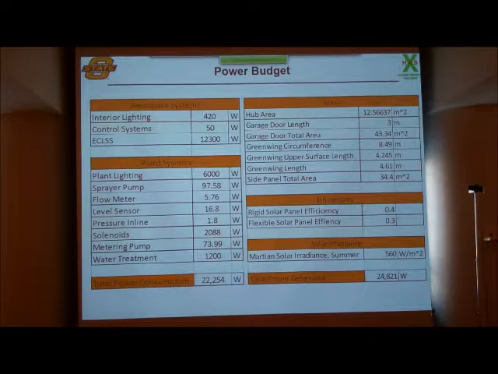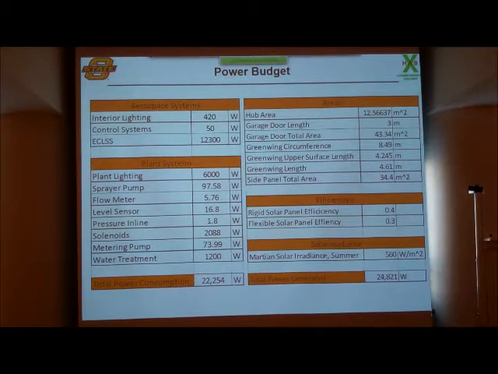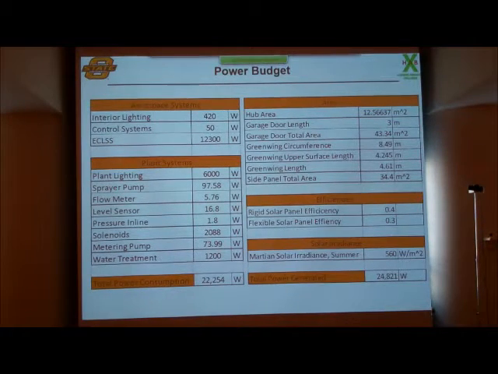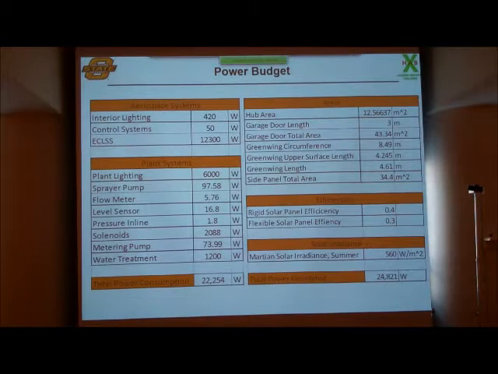This slide shows the greenhouse power generation versus power consumption. As you can see, the system is expending around 22.5 kilowatts and generating around 24.8 kilowatts. Keep in mind that not all the systems will be running continually. For instance, the growth lighting will be on a schedule of 16 on, 8 off, or 12 on, 12 off, depending on the plant. So this number will be smaller on day-to-day use.